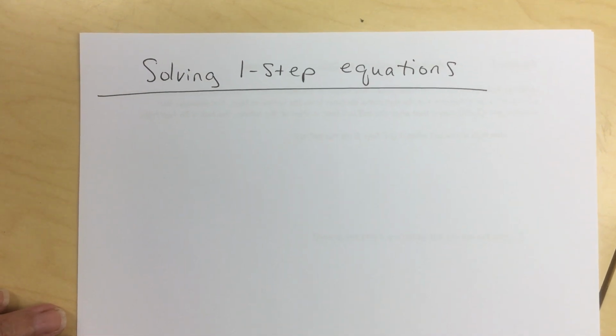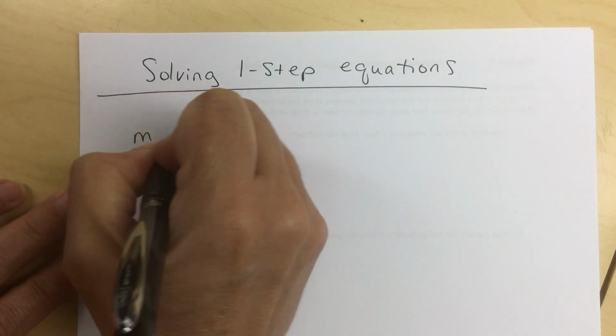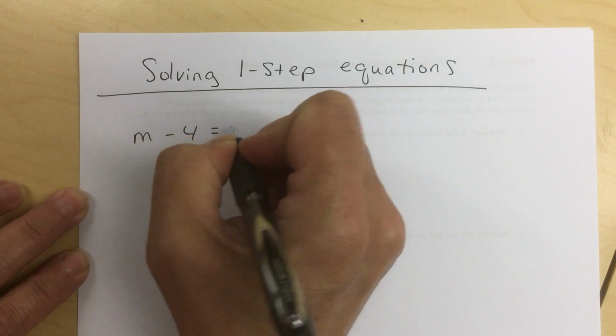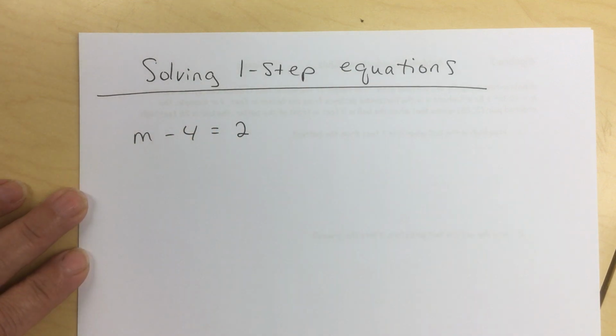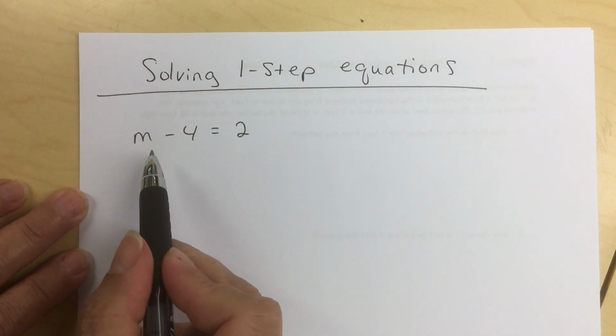Okay, on this video, I'm going to show you how to solve some basic one-step equations. So the first one might be m minus 4 equals 2. So we're just going to get that letter alone. We're going to get the m alone.